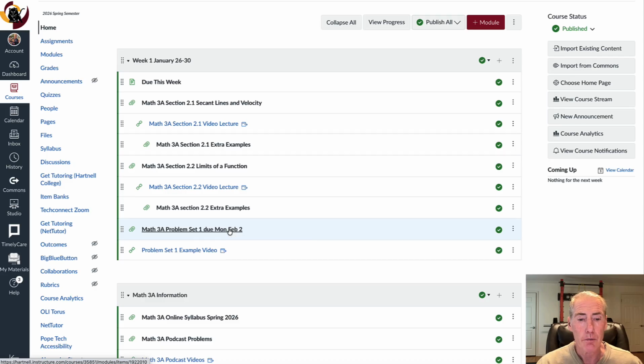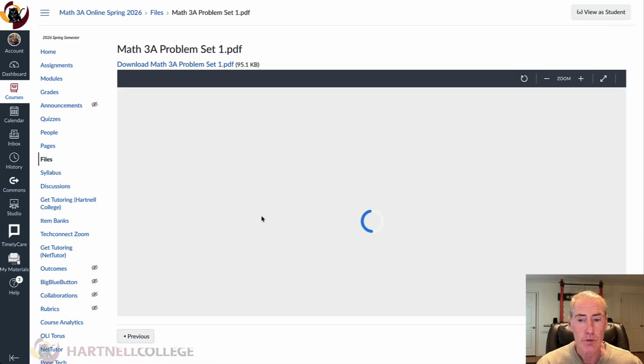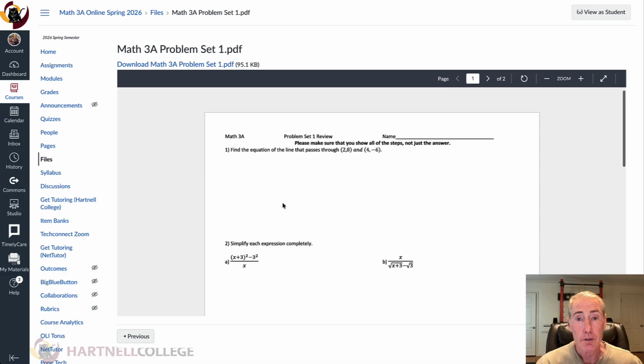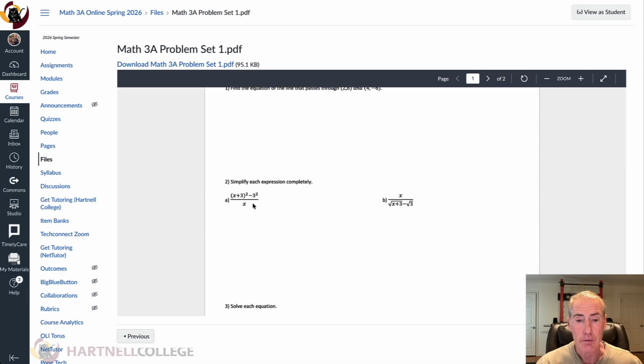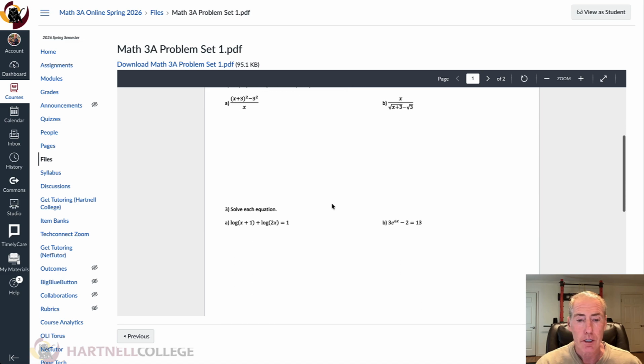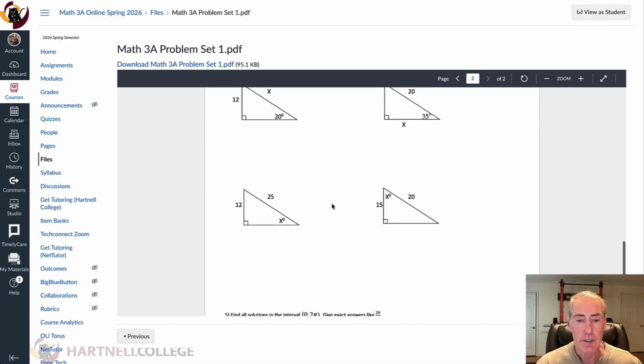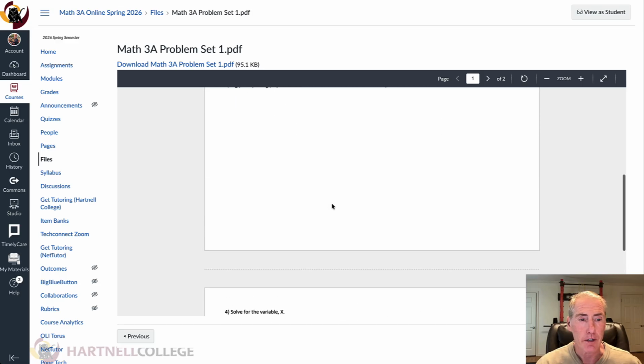So problem set number 1 is actually a review of algebra and trigonometry. The type of algebra that we use in calculus, like we use these things for limits. If you don't know limits, don't worry about it. This is just algebra at this point. A little bit of pre-calculus, a little bit of trigonometry on the second side.